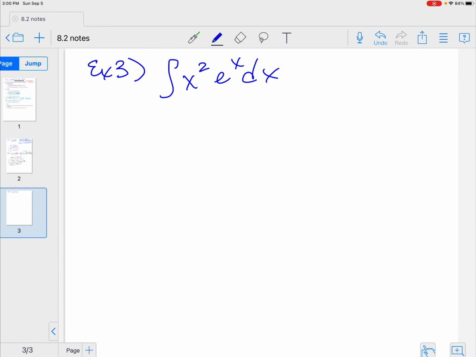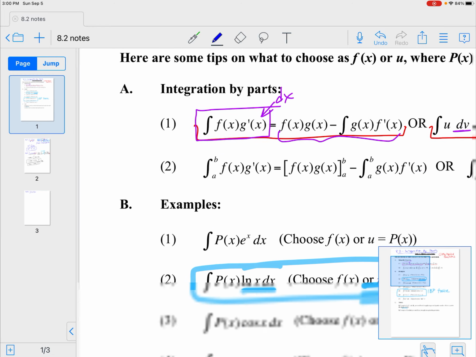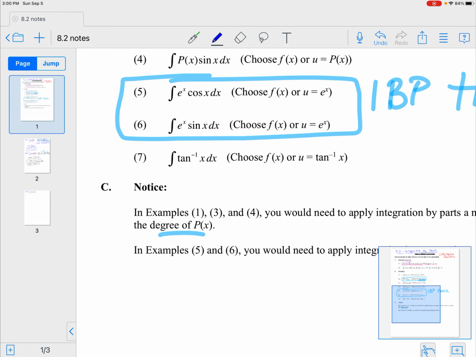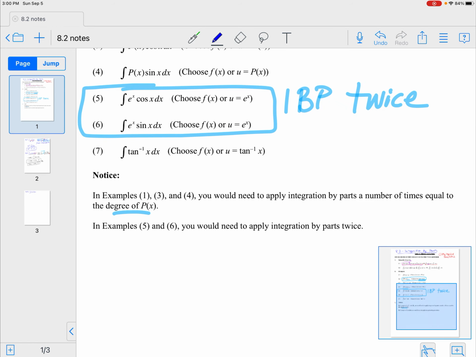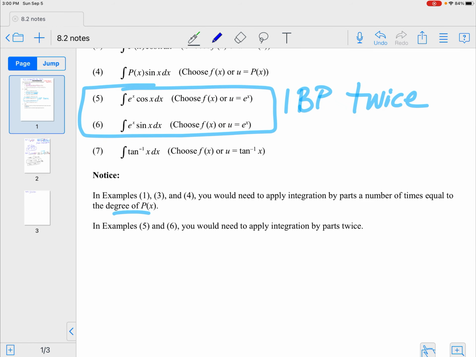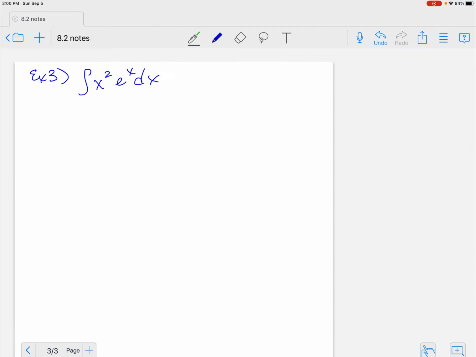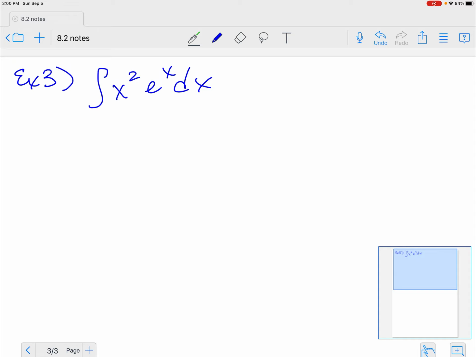So remember back here on our front part, let's go back to it. Down here at the bottom it says, in these examples, you're going to perform integration by parts an equal number of times to the degree of that polynomial. Well, check us out. What's the degree of this polynomial? 2, right? That's my highest exponent. It's right here. How many times do you think we get to do integration by parts? Twice.